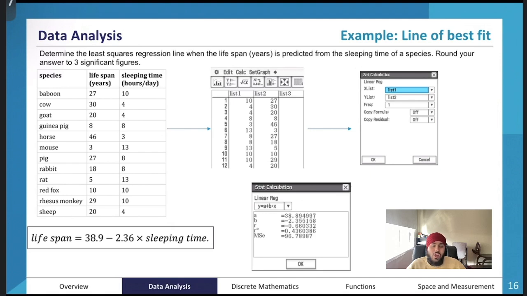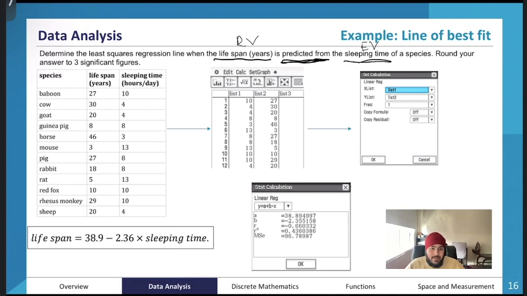So it's saying, determine the least squares regression line when the lifespan is predicted from the sleeping time. So the key words are predicted from. So we're predicting lifespan from the sleeping time. So that means if the sleeping time changes, the lifespan will change. So therefore this is your EV and this is your RV. Okay?